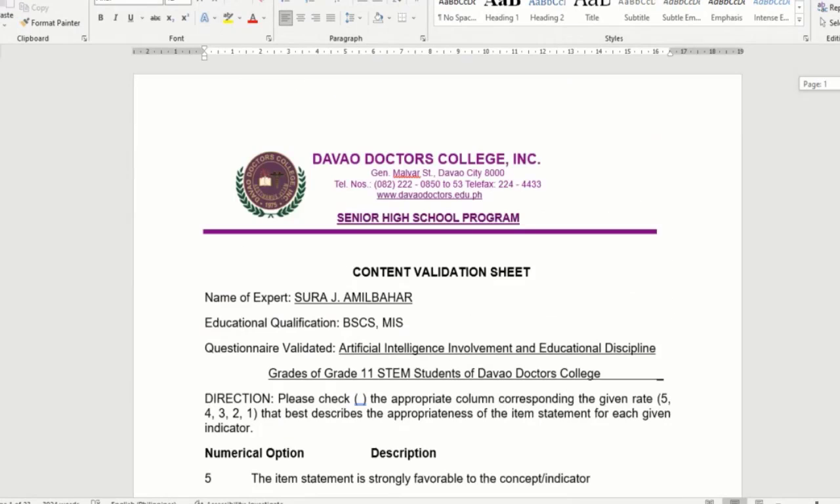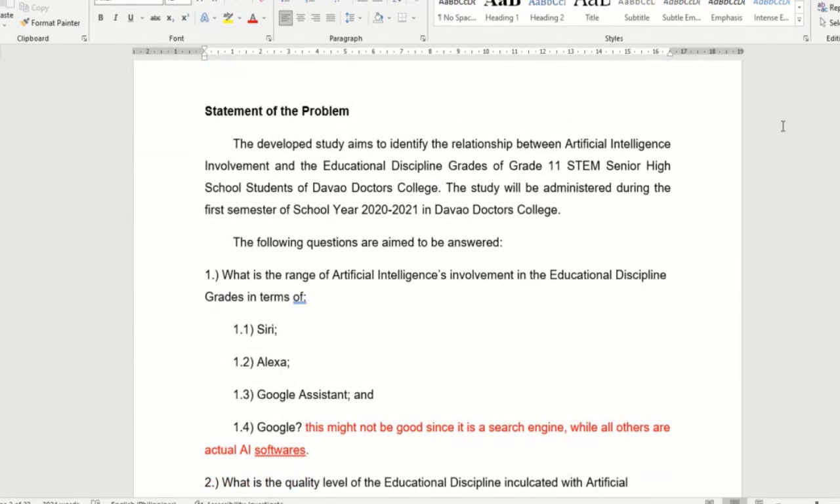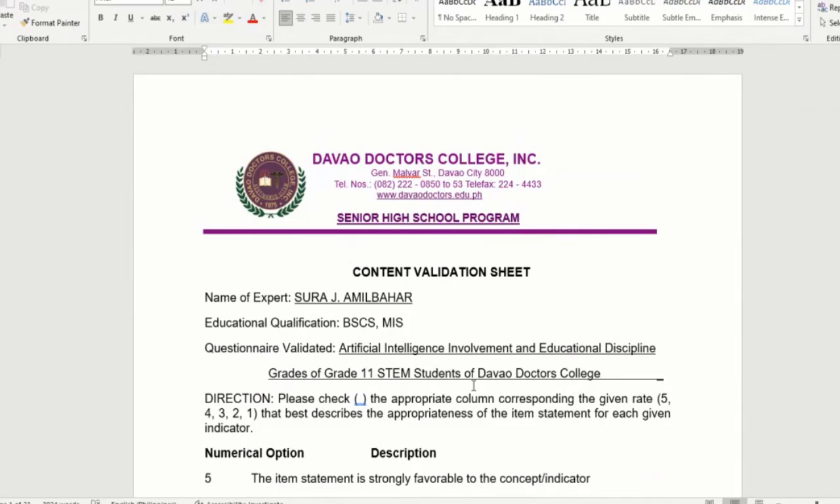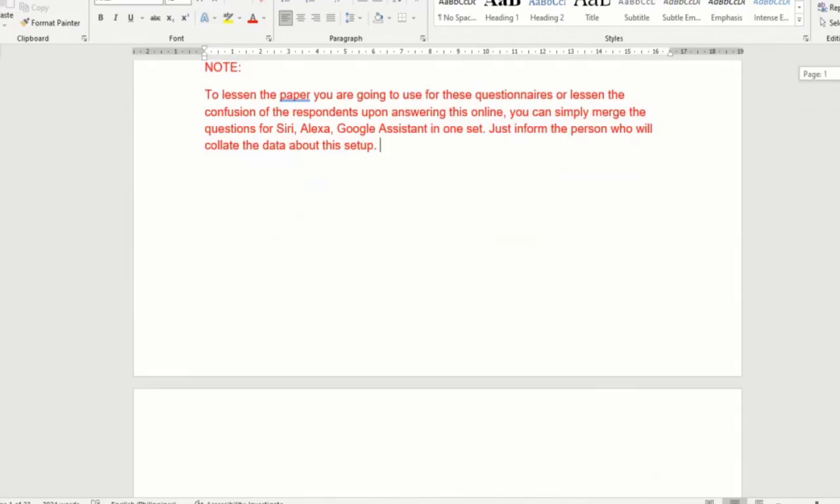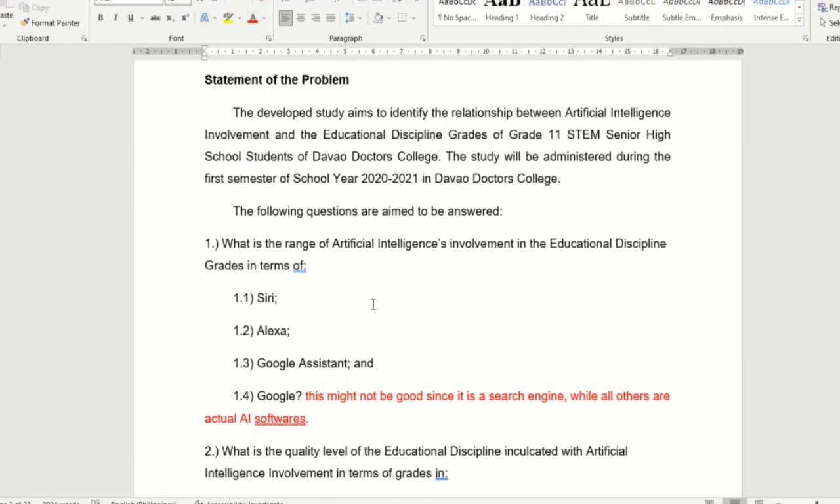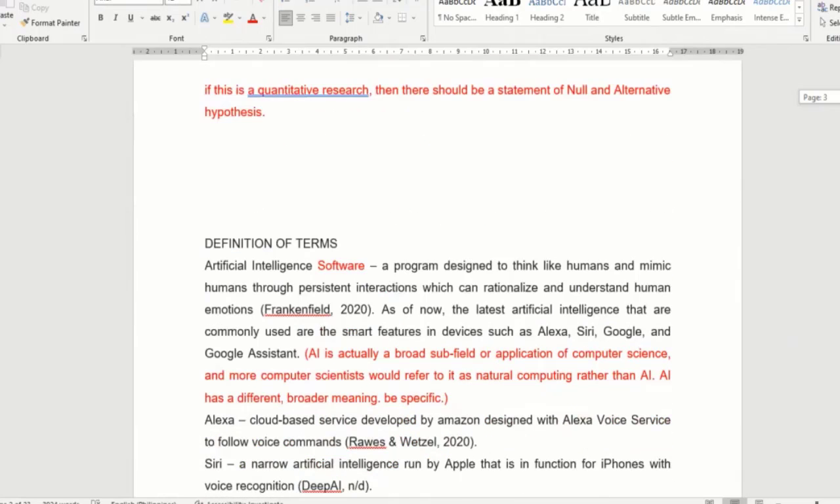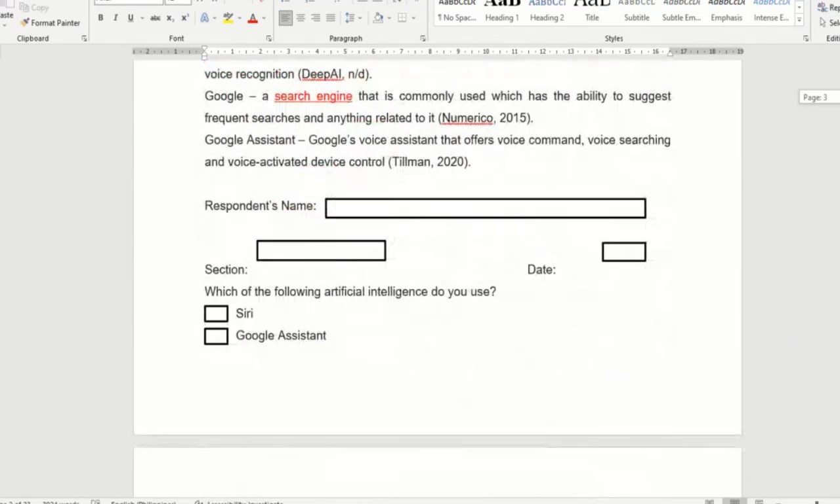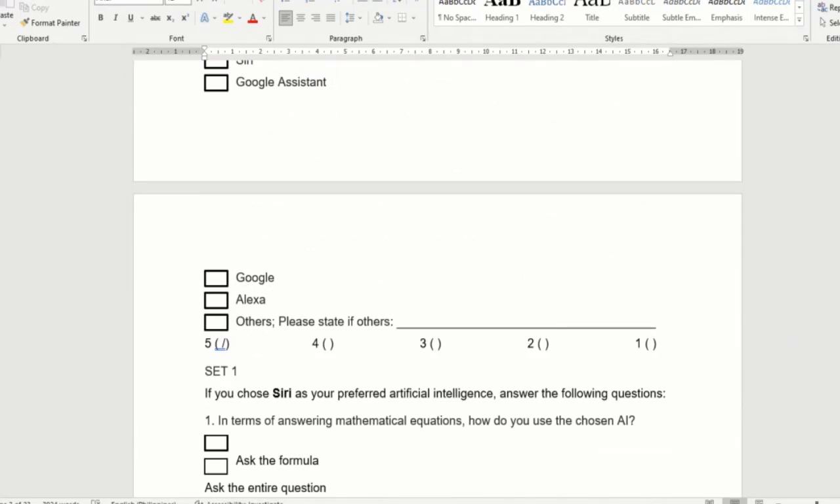As you can see, in having me validate this, of course, she stated the problem, and most importantly, she told me the title of her research, and then she put in her statement of the problem so that I will understand the context and I can truly validate whether the questions she included are indeed representative of the problem of the research, right? So this is good. And as you can see, I still have some comments there. But she also included a definition of terms. Good job.